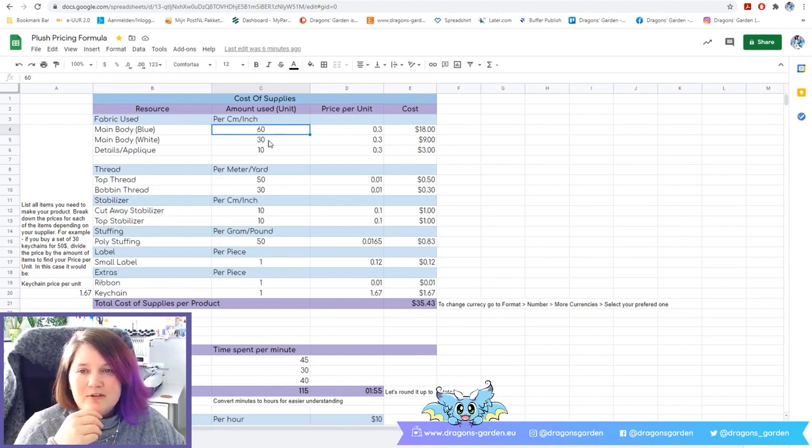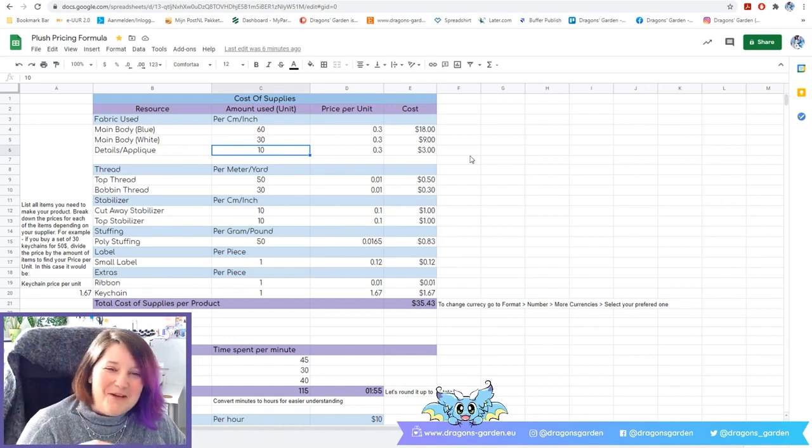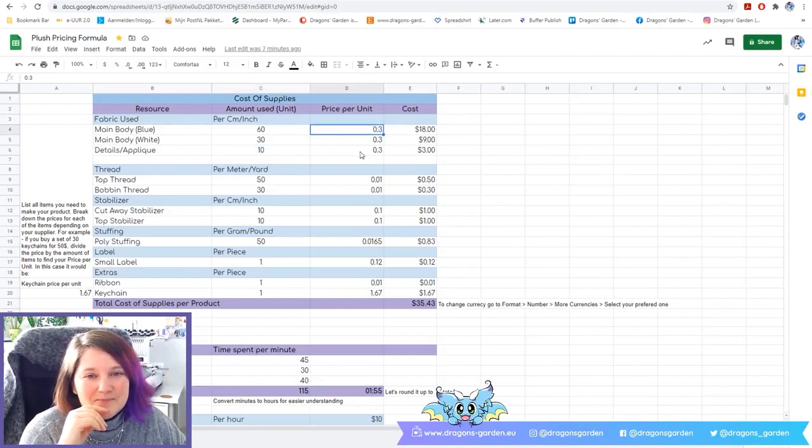So let's say for the sake of it, I'm gonna use 60 inches for the main body, 30 inches for the belly or so, and then it's gonna have some applique with 10 inches. I know that the amounts probably are way exaggerated, but please bear with me. So this is the price per unit that I use, and then I just calculate the cost of it, which is just a multiplication of them to give me the prices.